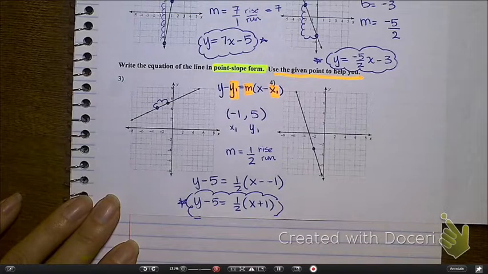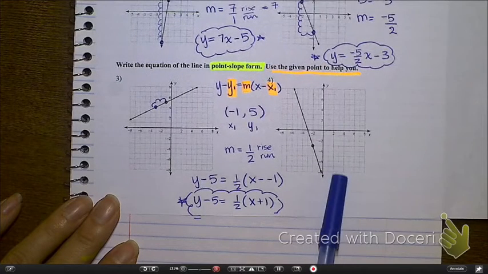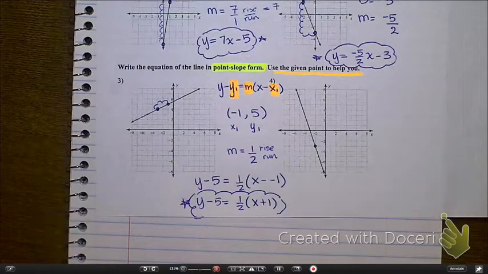What I want you guys to do now is try number 4. So everyone try number 4. Label your point. Find your slope. See if you can write the equation of the line. When you're done finding it, share your answer with your neighbors.